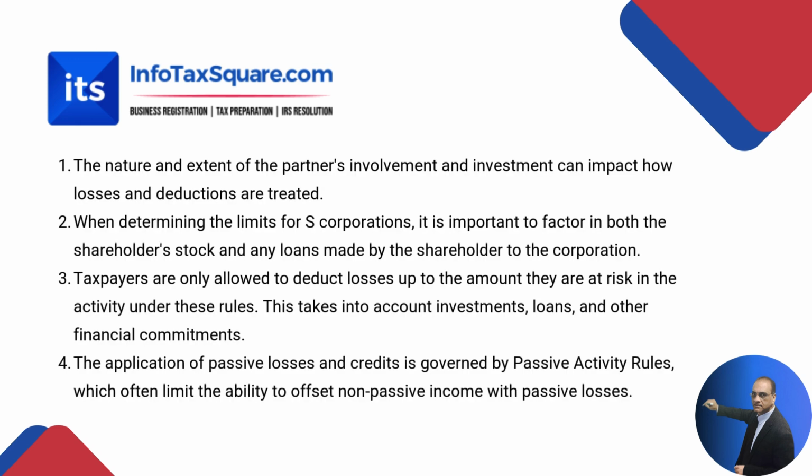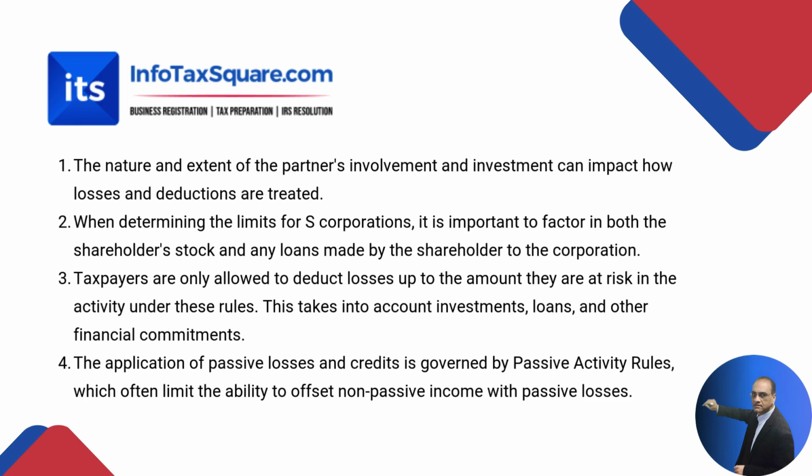Now we are going to discuss in which order the losses and the deductions of a pass-through entity should be considered. Number 1, the nature and extent of partners' involvement and investment can impact how losses and deductions are treated. Number 2, when determining the limit for an S corporation, it is important to factor in both the shareholder stock and any loan made by the shareholders to the corporation.